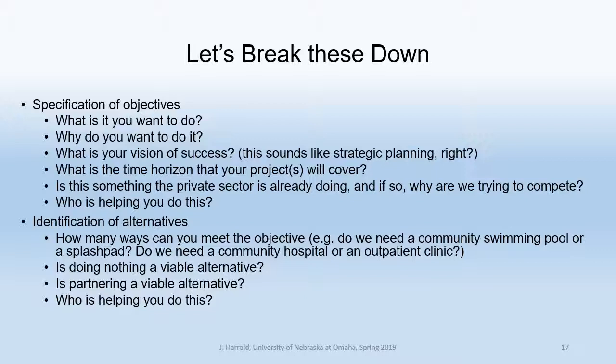And then the second one is identification of alternatives. So if we have a goal in mind, are there other ways we can do this? And so I talk about, do we need a community swimming pool, or do we need a splash pad? And I talk about this in the example from the book. This is where you ask, is there a viable do-nothing alternative to our grand idea? There might be a viable do-nothing alternative. And who's helping you do this, right? That speaks to partnerships and collaboration.